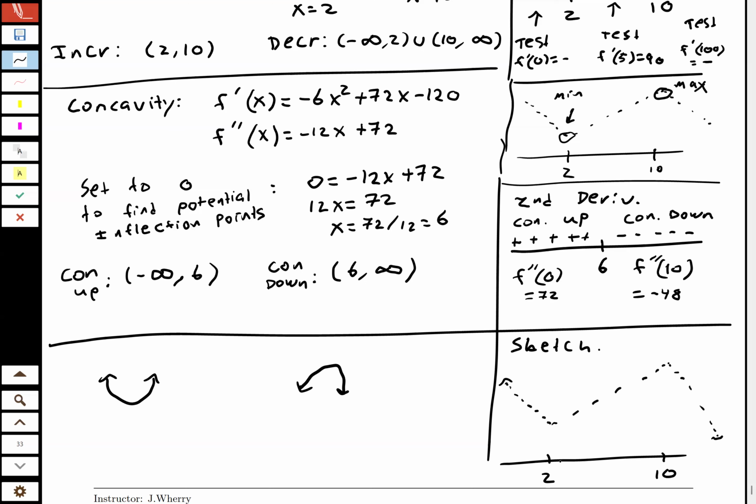So going into the value of 6, this first piece is going to look like a U going up. I'm going to smooth that out a bit. And after 6, it's going to look like a U going downward. So my sketch of my graph looks like this. It goes down, up, and then down.